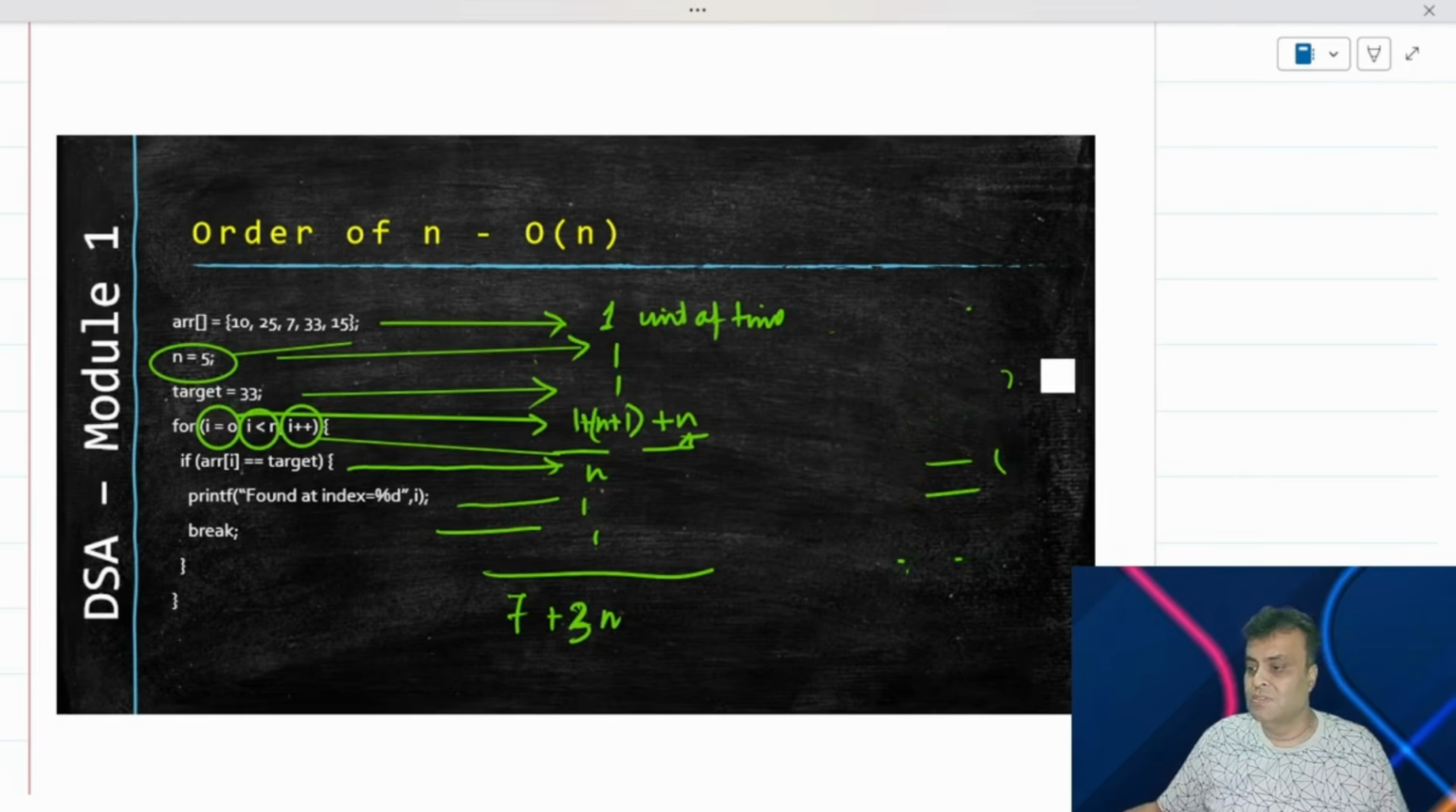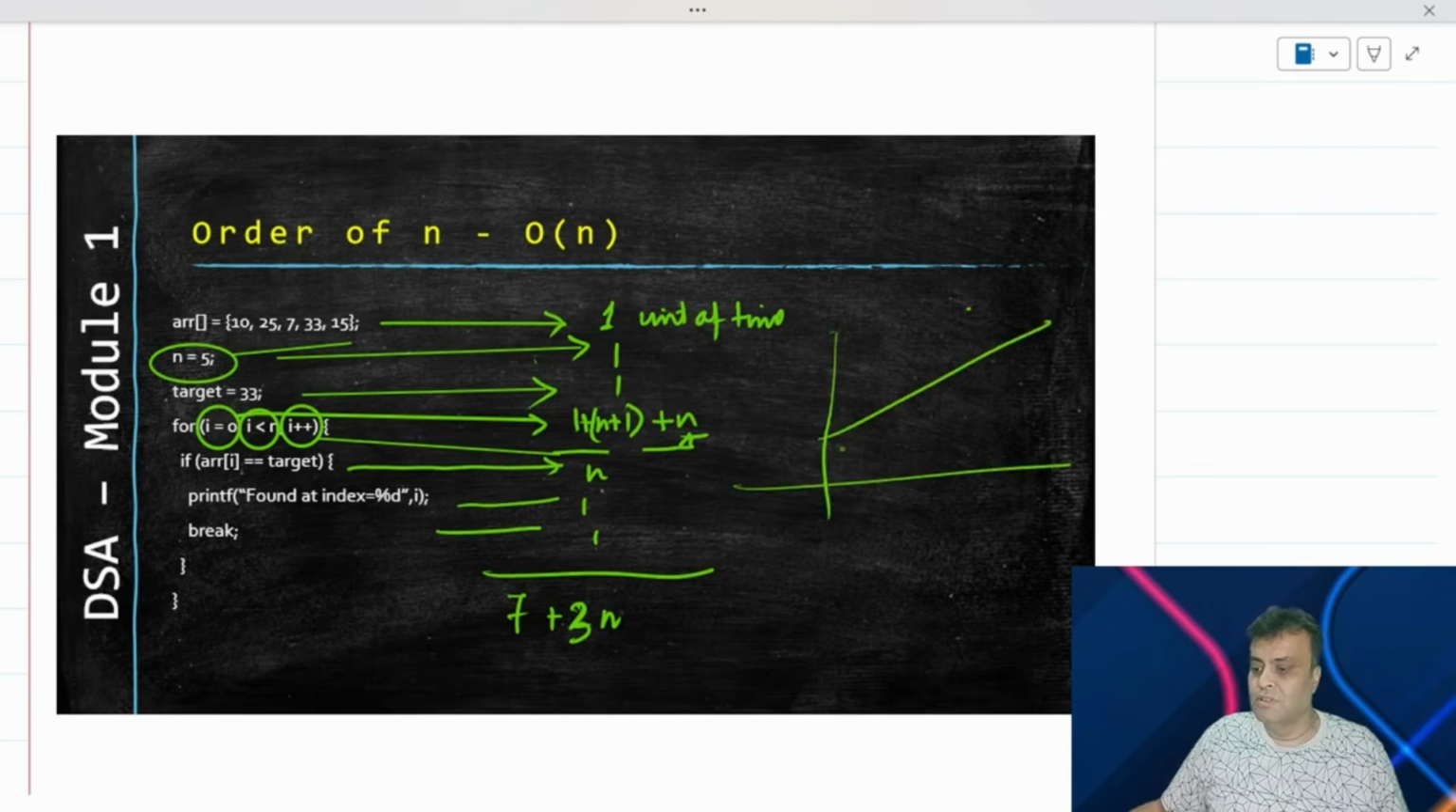Now, what is this 7 plus 3n? Can we say that this represents this particular graph, where this is my slope, y equal to 3x plus 7? This is my x and this is my y, right? And if I represent it in the form of n instead of x, then my curve for Tn is equal to 3n plus 7. So this is my intercept of 7, right?